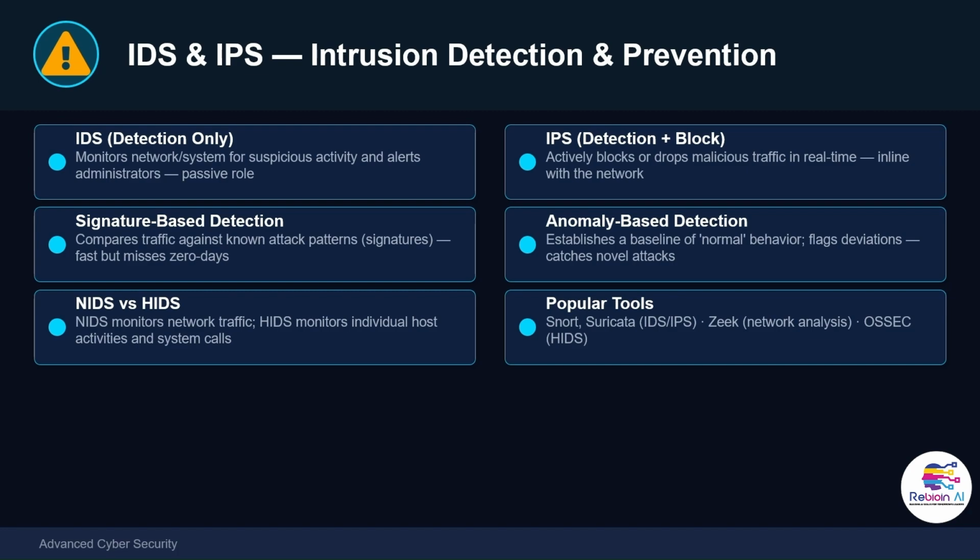Let's take a real example. In 2013, Target was hacked, 40 million credit card numbers stolen. Their IDS did fire alerts, but no one was watching the alerts properly. The damage happened because the detection existed, but the response didn't. That's why IDS alone isn't enough. You need people and process, not just tools. Let's go further.